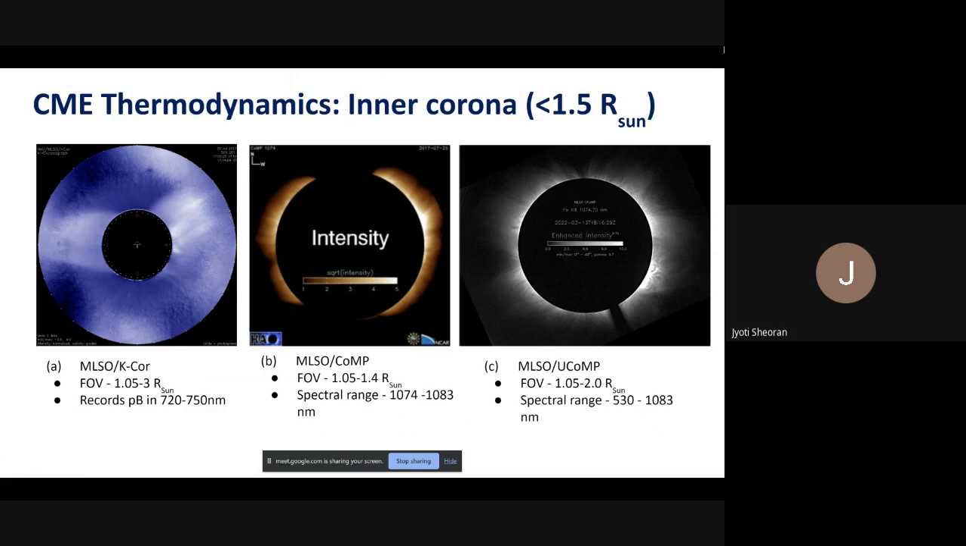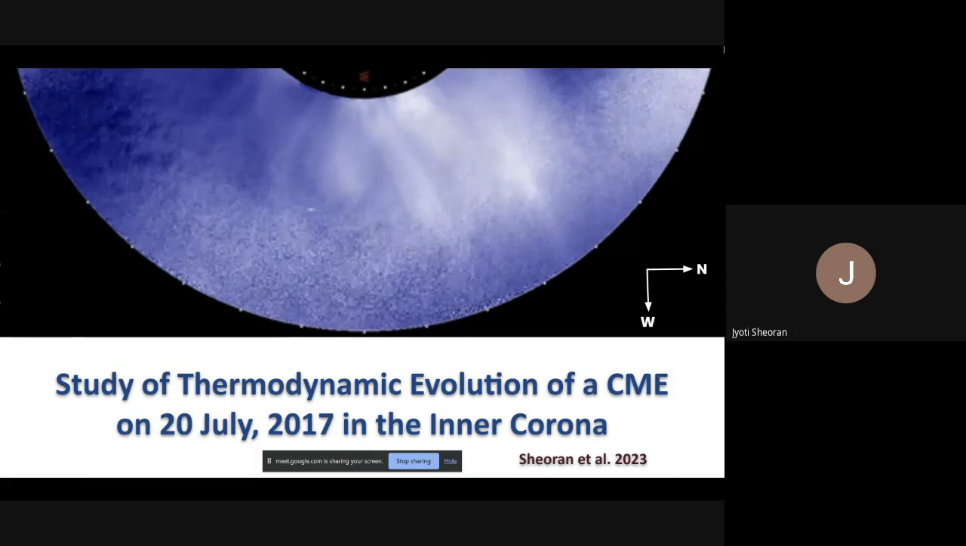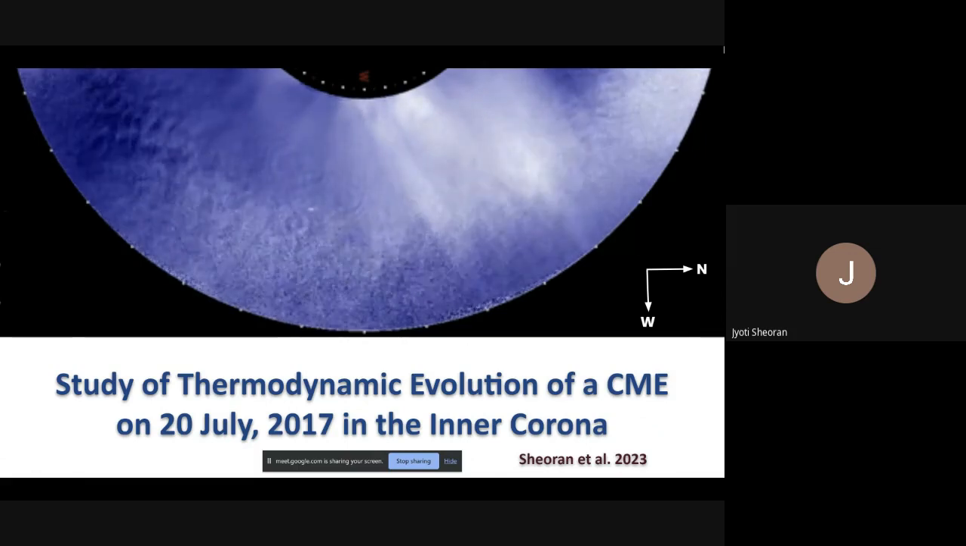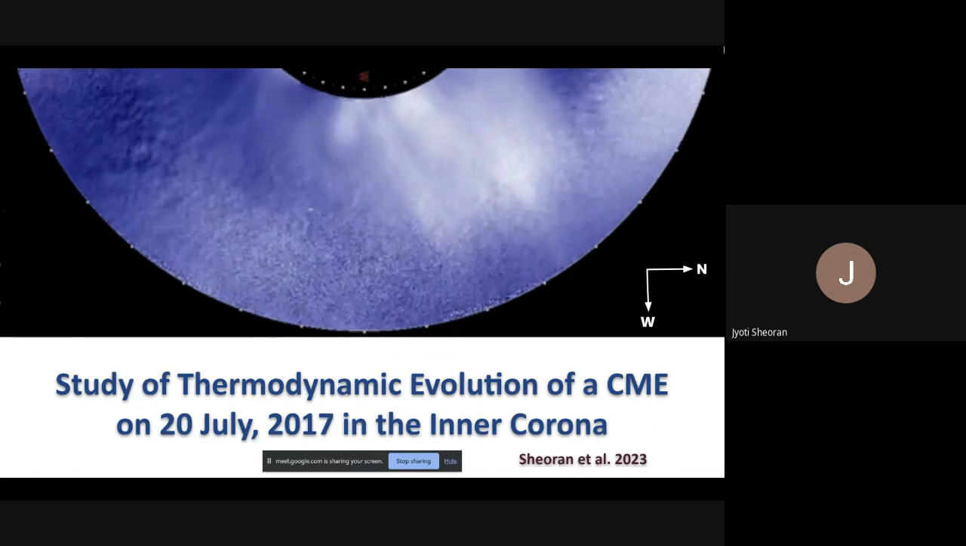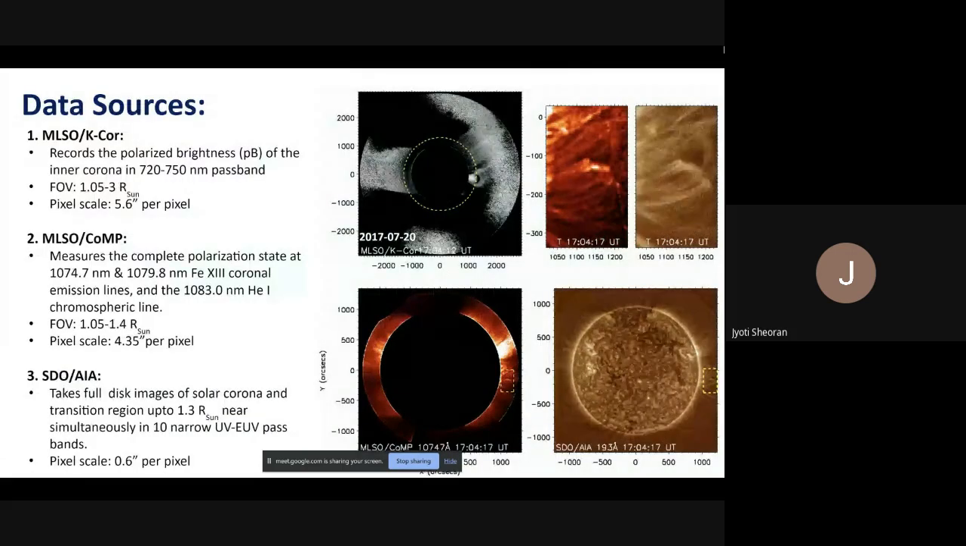Fortunately, the MLSO instruments K-Cor, COMP and UCoMP provide us an opportunity to study the CME thermal properties in the inner corona using multiwavelength data. Motivated by this, we studied the thermal evolution of a CME that occurred on July 20, 2017 in the inner corona. We have used data from MLSO K-Cor, COMP, and SDO AIA. The animation on the right hand side shows this July 20, 2017 CME as observed by these three instruments.